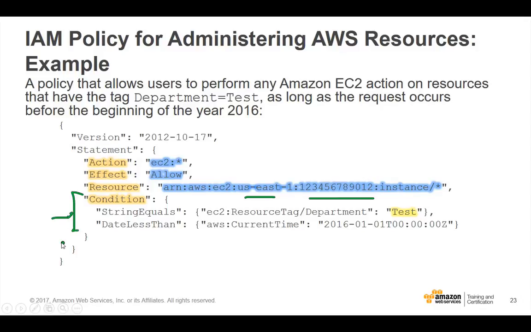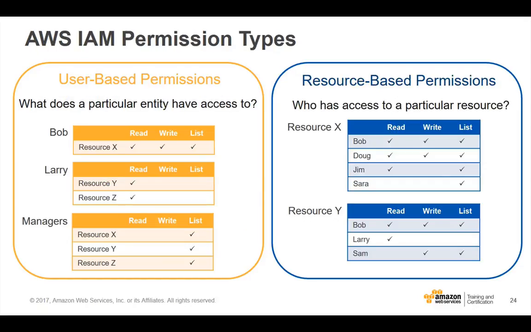So when you run an IAM policy, it's smart enough to know a few things. It knows the tag that's on the EC2 instance that you're trying to interact with, and it can check whether it's labeled as test or not. It also is smart enough to know the current time and can check it against a timestamp you set. So here, as long as a request occurs before the beginning of the year 2016 and the tag had department equals test, then they'd be able to access it. If either of those were false, they would not. Okay, so that's how a condition works. So IAM is pretty smart that it can do conditions on resources. So how do the permissions work?